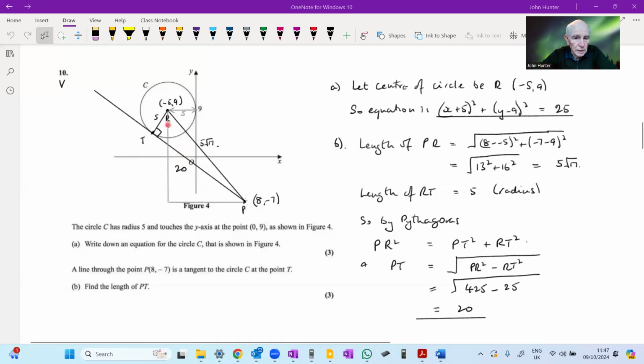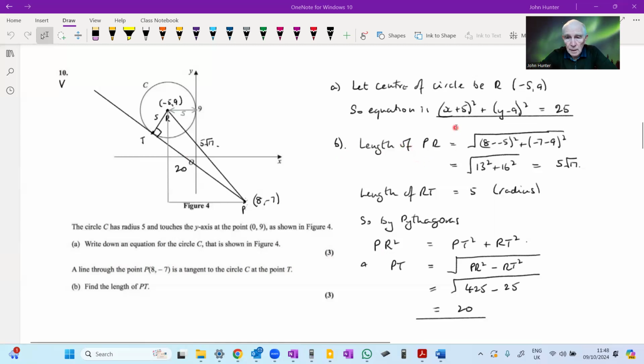Okay, so I've labeled the center of the circle R. This is it here. I've drawn the straight lines in. So this is what we are given. And given that the circle touches the y-axis at this point here, and the radius is 5, we can deduce the center of the circle is at (-5, 9). With a radius of 5, we've got everything we need in order to write out the equation of the circle.